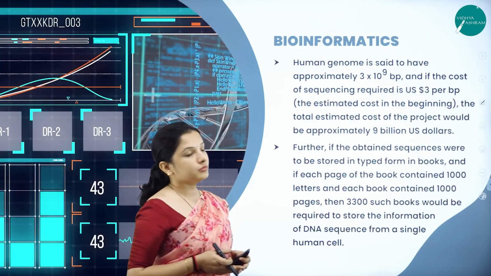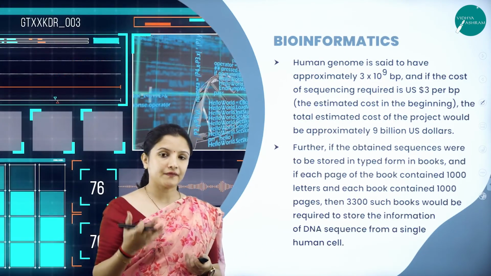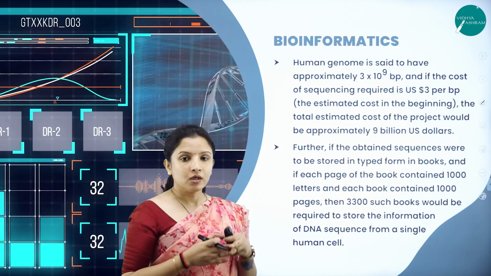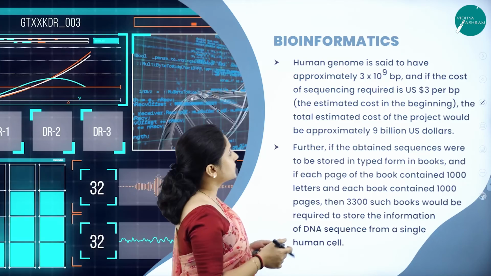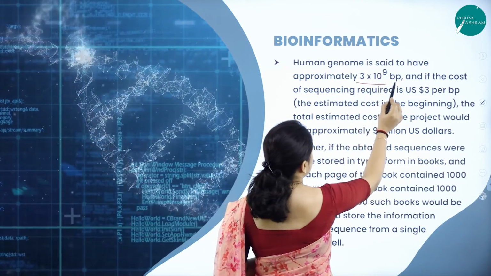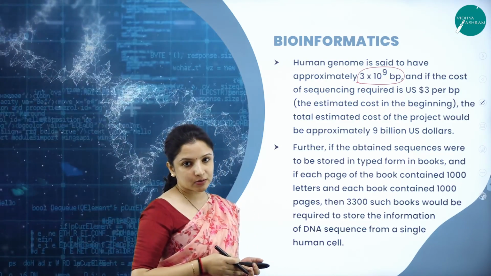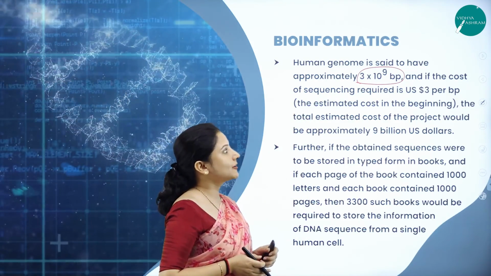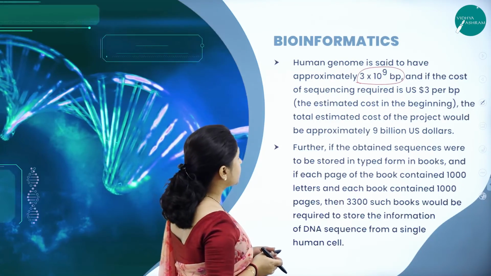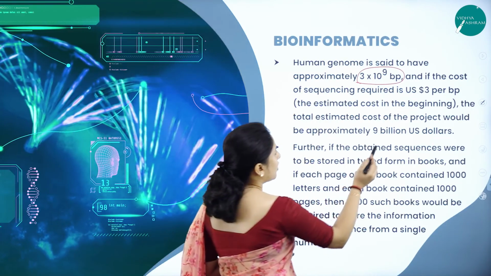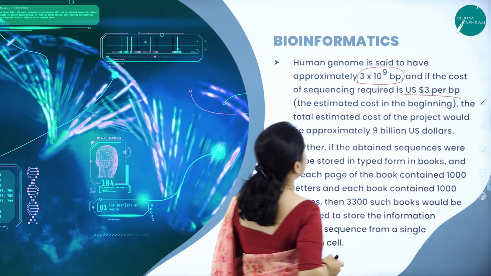After the Human Genome Project, after complete sequencing of the human genome, we came to know that the human genome has approximately 3 into 10 to the power 9 base pairs. So after the complete sequence, it was then we came to know that the length is about 3 into 10 to the power 9 base pairs, and the cost of the entire sequencing was about $3 per base pair.